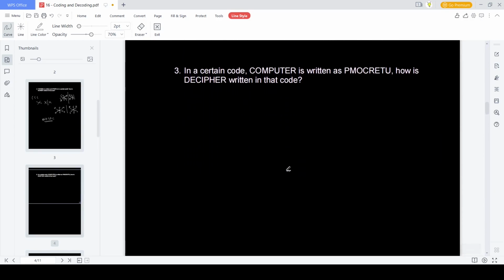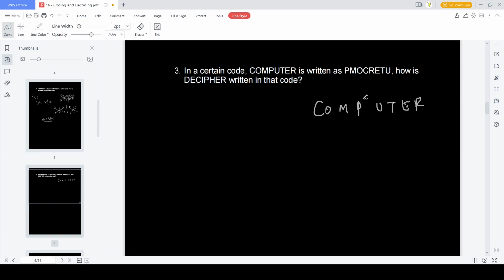Okay, next question. In a certain code, computer is written as PMOCRETU. What is decipher written as? Here we can make a small observation. We can see that the same letters are rearranged to write this word. So we'll see in what way they are rearranging it to understand more.